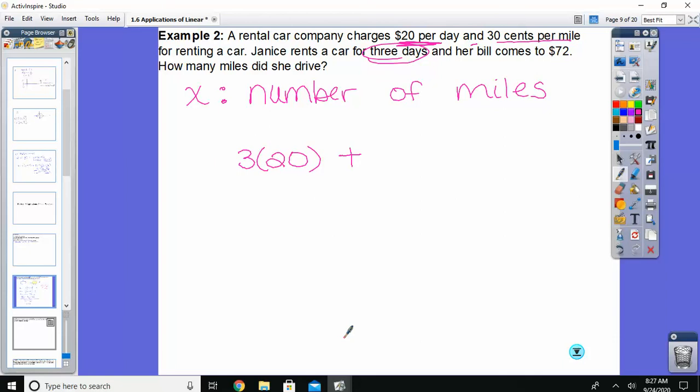Careful, make sure you got that decimal, because my 20 is in dollars, so I don't want to say 30x. I'm not charging $30 for every mile. So decimal, very important on that one. And what does this equal? $72. So there's my equation. Now we can solve.